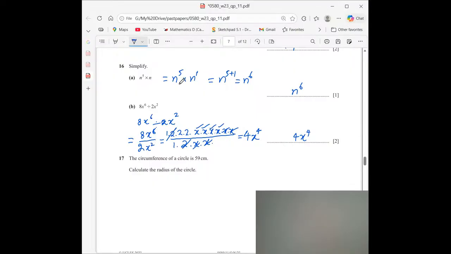When the same bases get multiplied, they can be written once. So n can be written once, and the powers 5 and 1 will be added. So n power 6 becomes the answer.